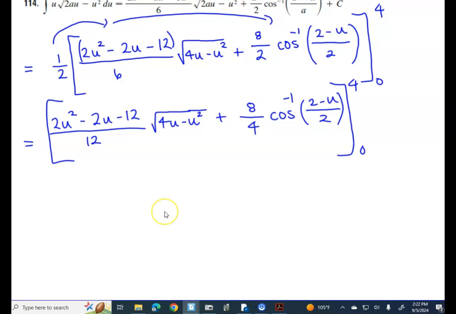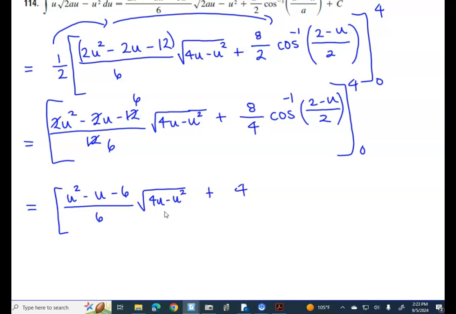If you notice, we can factor out a 2 here. So if we factor out a 2, we get the following: u squared minus u minus 6 over 6 times the square root of 4u minus u squared, plus 4, 8 divided by 4, is 2. So that is 2 times the cosine inverse of 2 minus u over 2, going from 0 to 4.